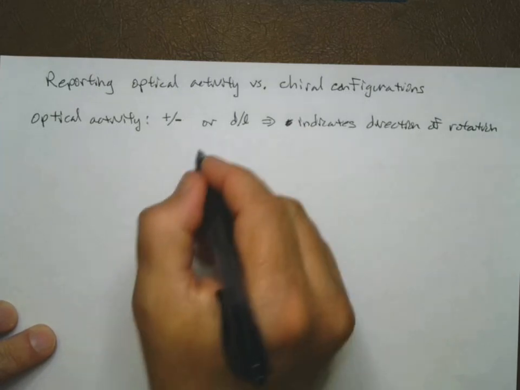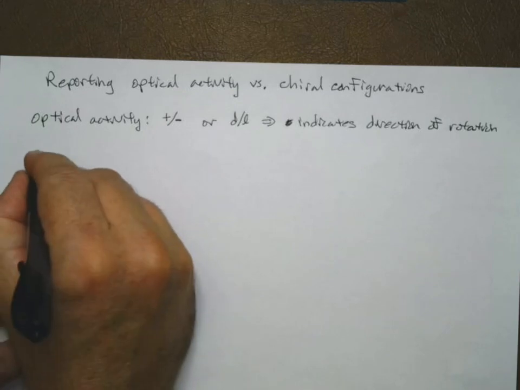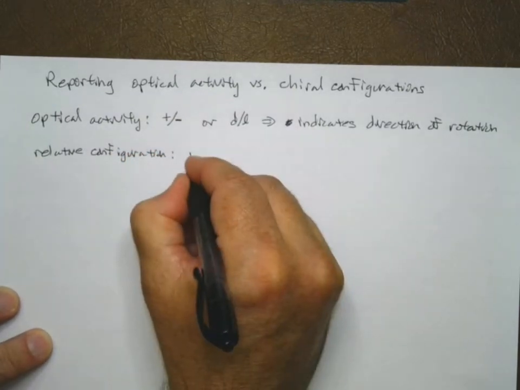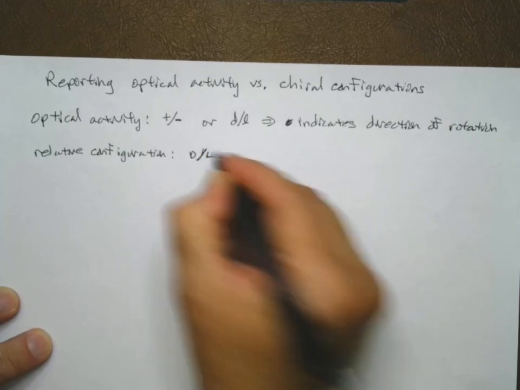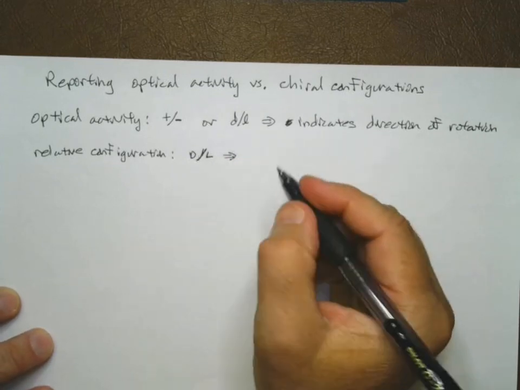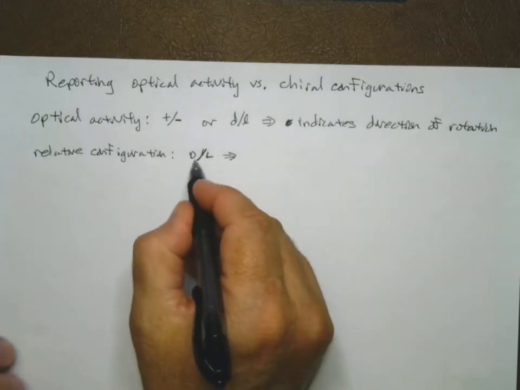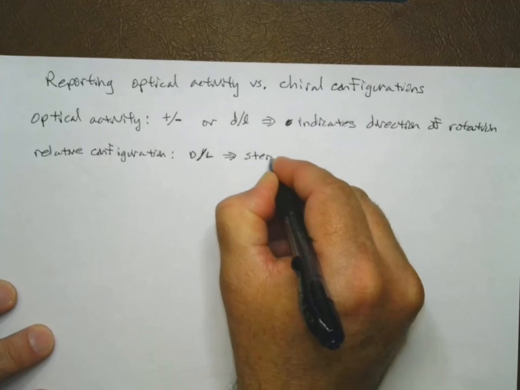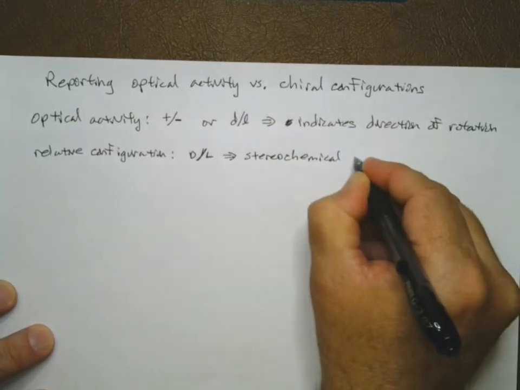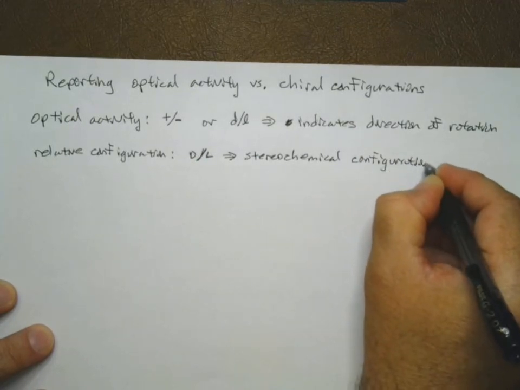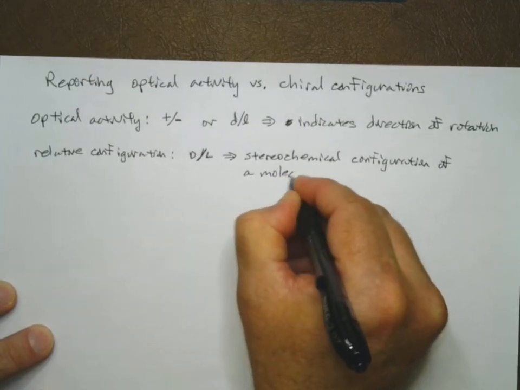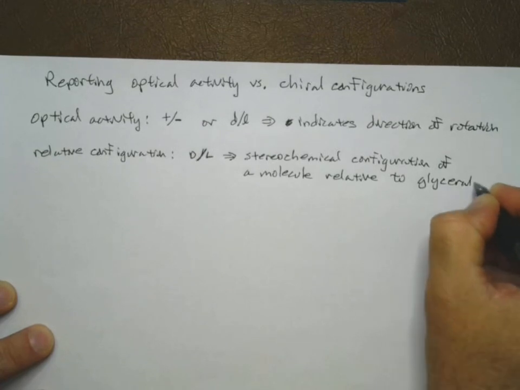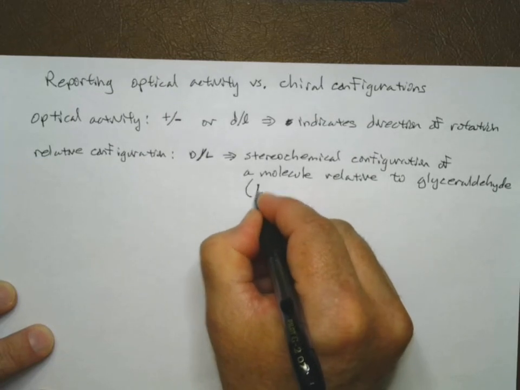Now we have some other terms. You may see a small caps D and a small caps L. Some people just use capital D, capital L, but when you're writing a journal article or paper, you would use the small caps D and L. This is the stereochemical configuration of a molecule relative to glyceraldehyde. Specifically L-glyceraldehyde.